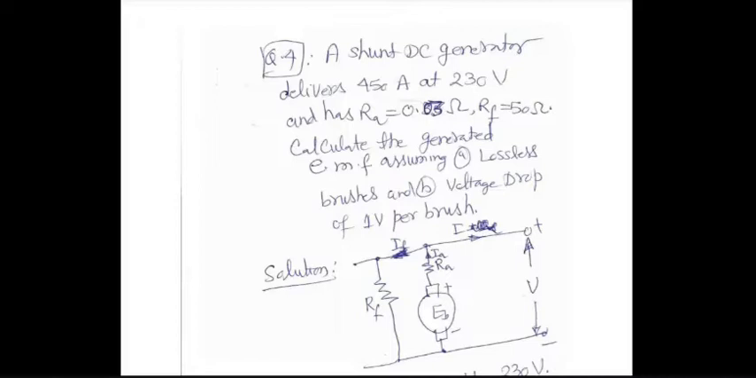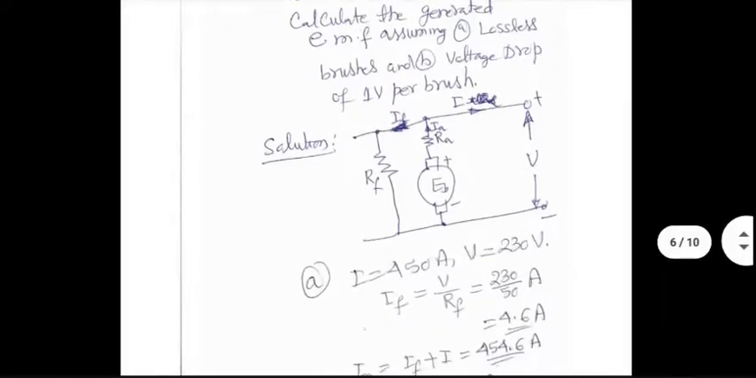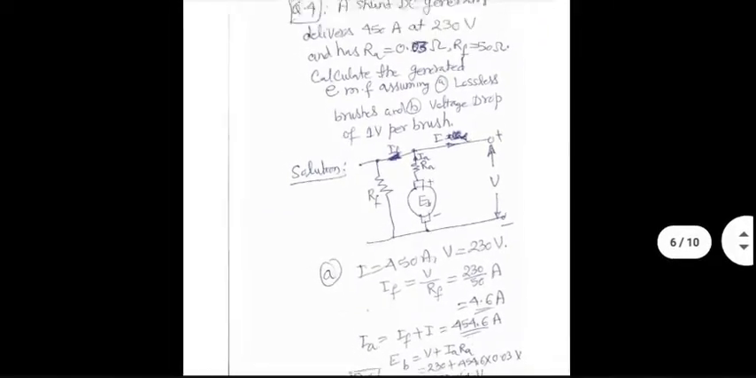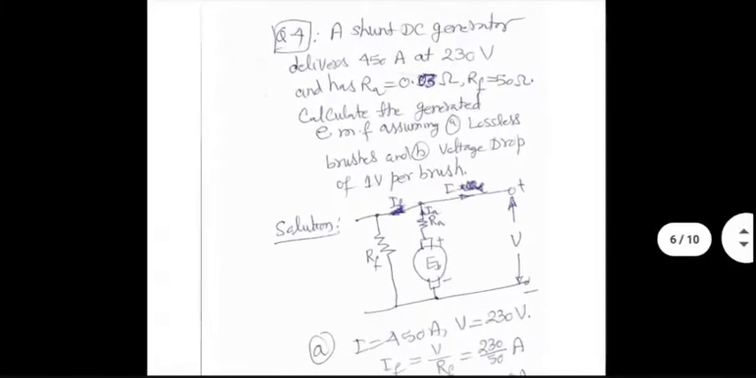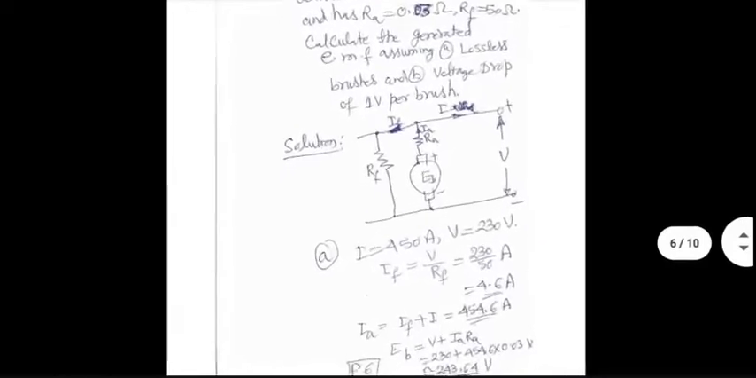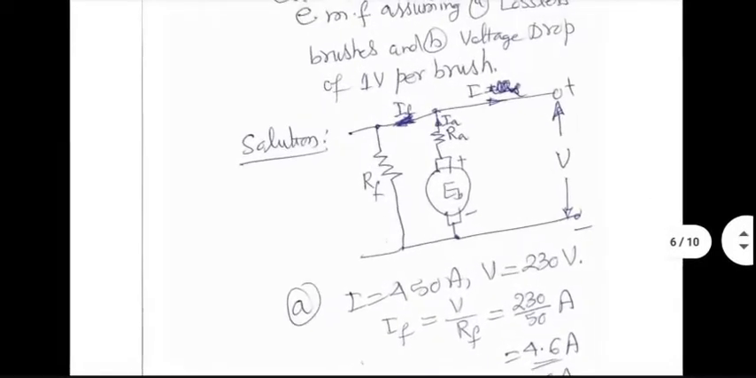And second equation is obviously EB minus IARA equal to V. And the third equation is V divided by RF equal to IF for a shunt DC generator. These are the three equations. So you are given the value of I as 450 amperes and V as 230 volt. So IF should be easy to figure out. It is 230 volt divided by 50 ohm, which is 4.6 amperes.